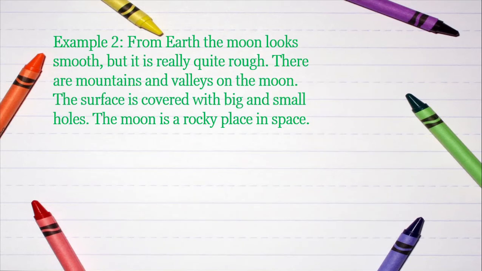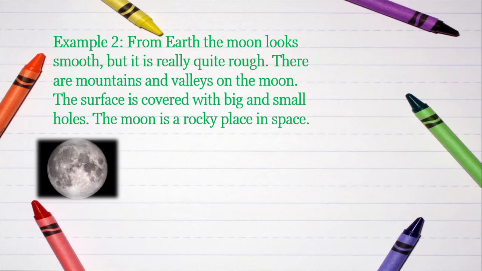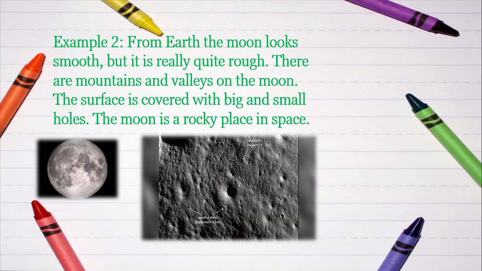Let's check the second example. From the Earth, the moon looks smooth, but it is really quite rough. So if we look at the moon from far, we will see that it is smooth. It looks like it is smooth, but if you look closer at it, it is quite rough. It's not as smooth as we see it from Earth.